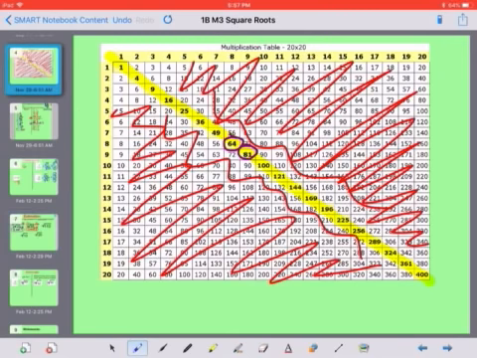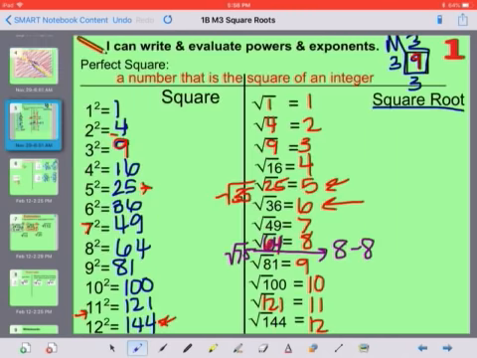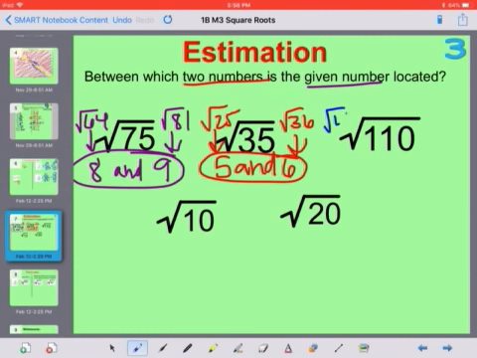110, I'm going to look at my multiplication table. 110, I see it over here, but this isn't on our highlighted list, so we don't care about those numbers, remember. It would be somewhere between these two, the square root of 100 and the square root of 121. So it's between the square root of 100 and 121. Write that down here.